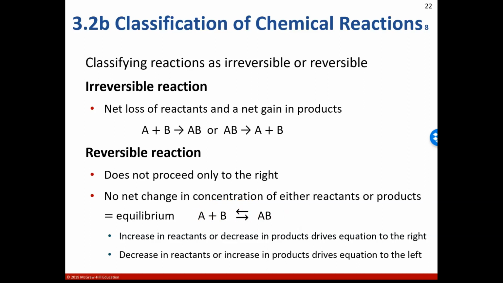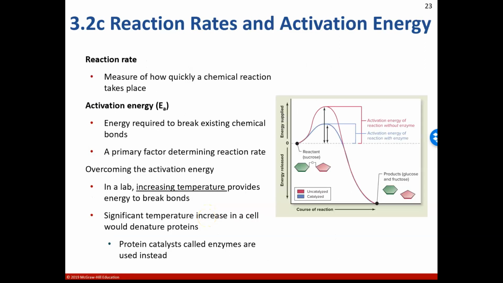We see that when there's an increase in our reactants or a decrease in our products, then the reaction is going to move to the right side. When we have a decrease in reactants or an increase in products, then we'll see the reaction drive over to the left side. And we have this term called reaction rate. This measures how quickly a chemical reaction takes place, and it could be affected by activation energy. This is the amount of energy that we need to break existing chemical bonds. And you could see this in the illustration to the right here.